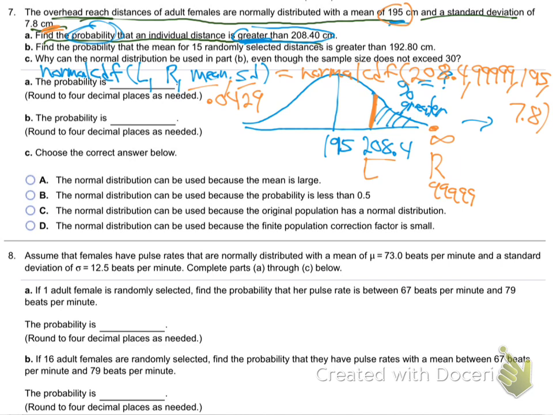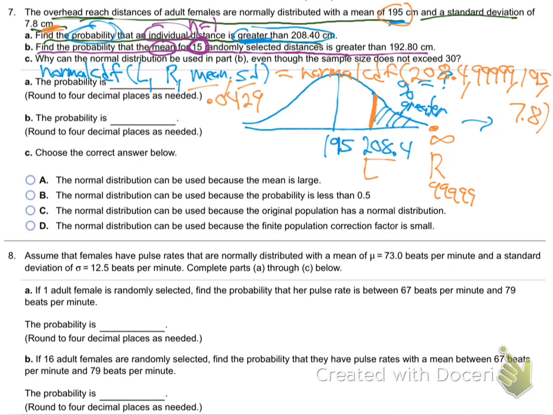Now, part B is very similar, slightly different. Check it out. It says find the probability that the mean for 15 selected distances is greater than 192.8. That's 15. We're talking about 15 people now. Part A was an individual, so n was 1. It was one person in part A. But now in part B, we're talking about 15 people, not one person. We're talking about the average for 15 people.